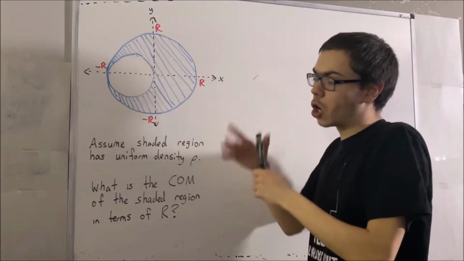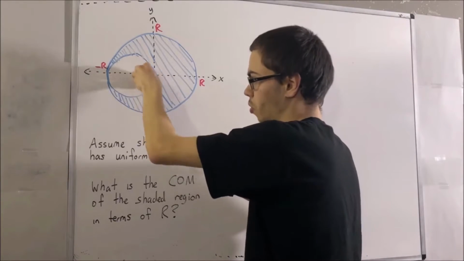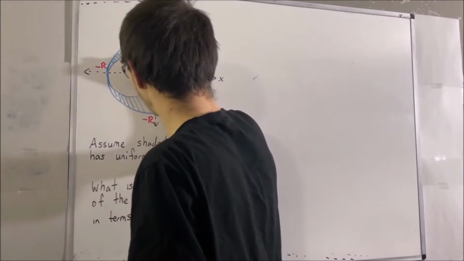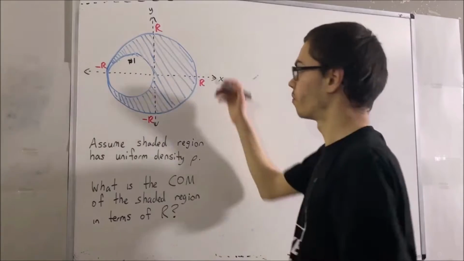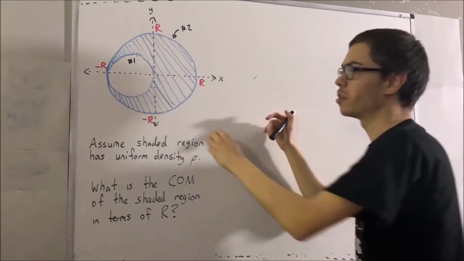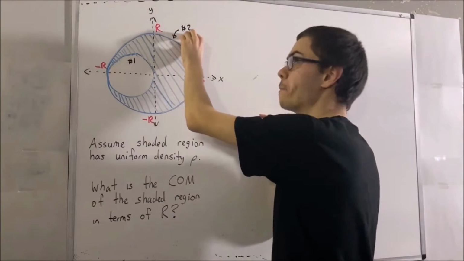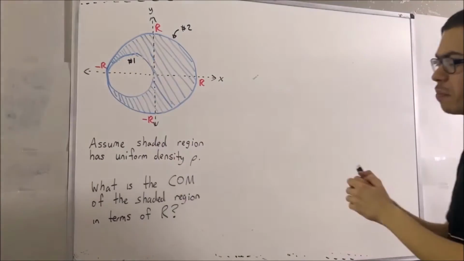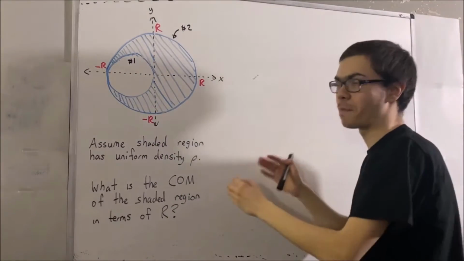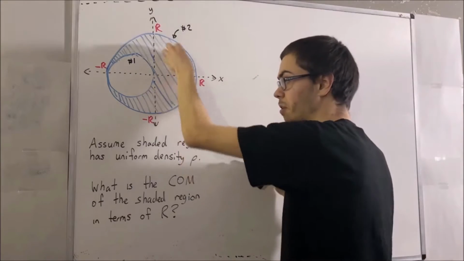And let's call the smaller circle region 1. And let's call our shaded region region 2. So together, region 1 and region 2 make up the larger circle. Okay, so how do you suppose we figure out the center of mass of the shaded region?